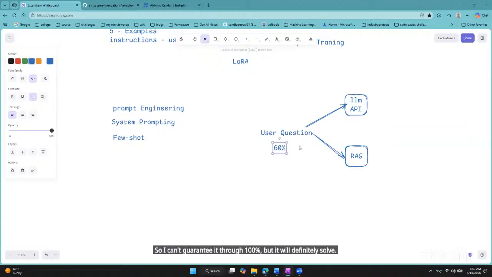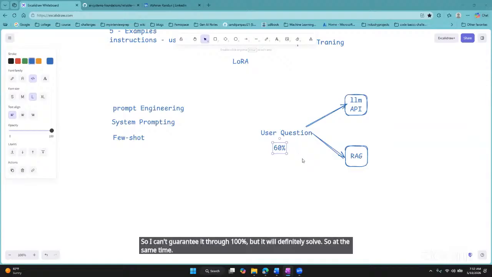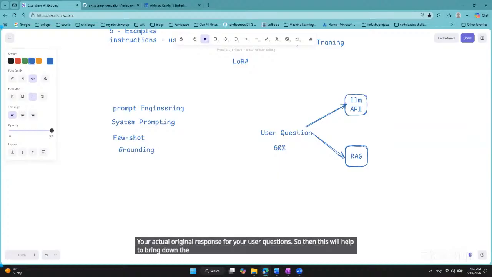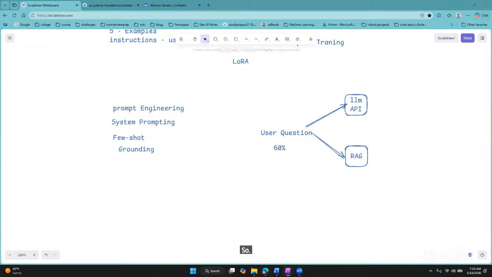At the same time, if you can provide some additional sources with grounding in your prompts along with your few short examples, grounding is nothing but your actual original response for your user questions. This will help bring down the hallucination. So good grounding with few short examples will give you better results. So try achieving this.